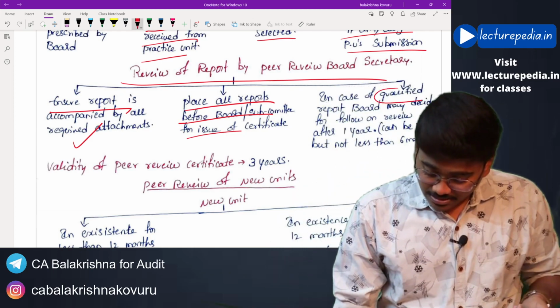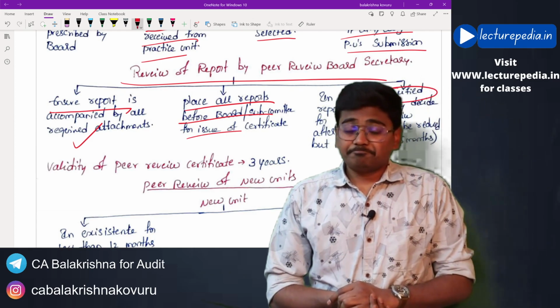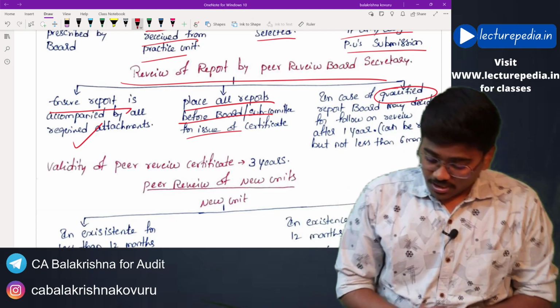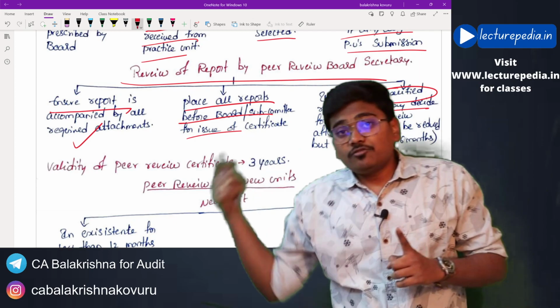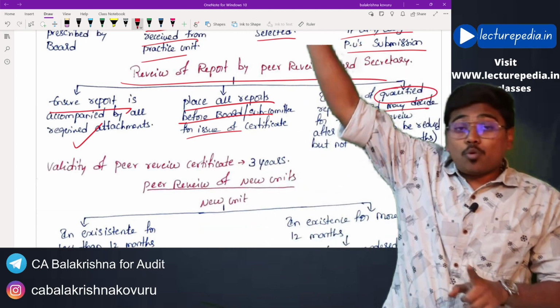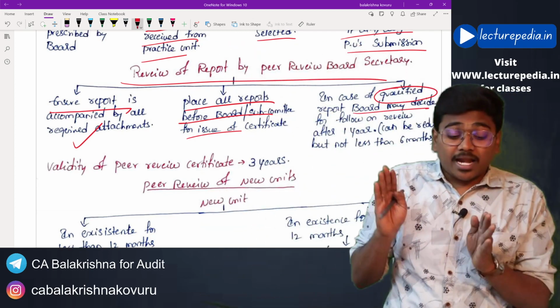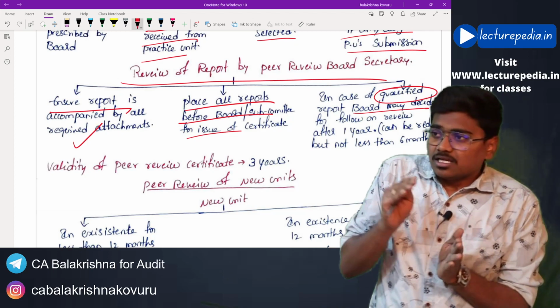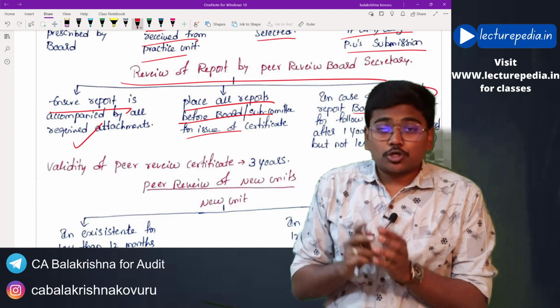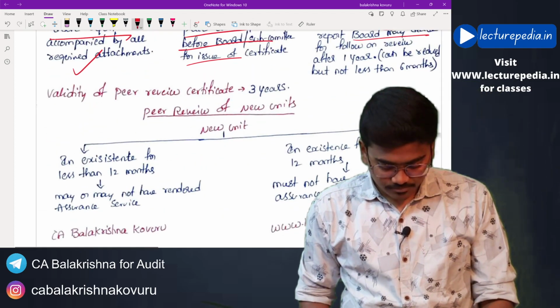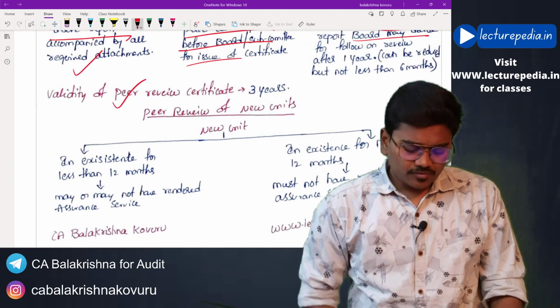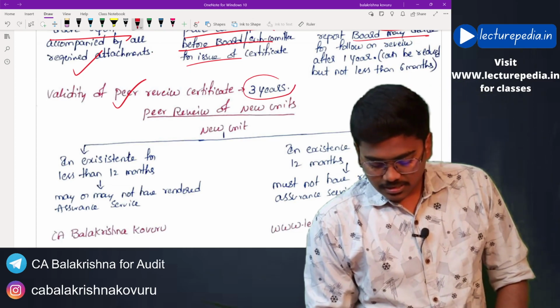In case a qualified report has been given by the peer reviewer, then the board may decide for conducting a follow-on review after a period of 1 year. Okay, and this period of 1 year can be reduced to a maximum of 6 months. Hope this is clear. Next, the validity of the peer review certificate will be 3 years.